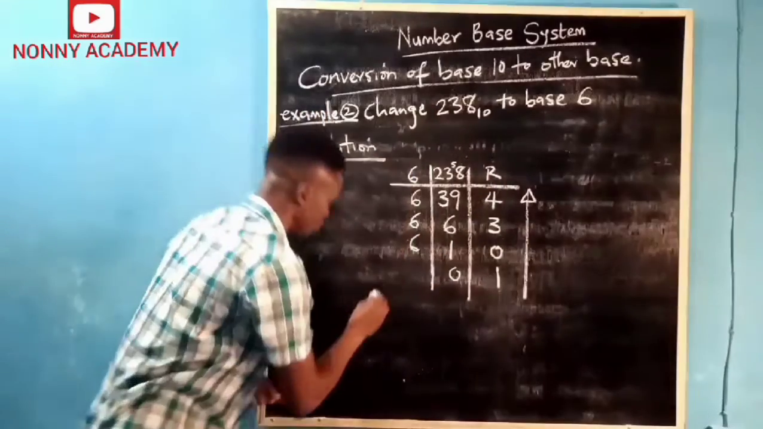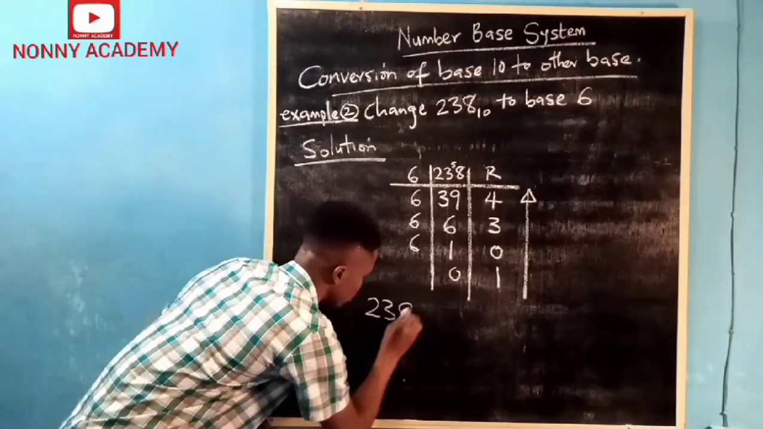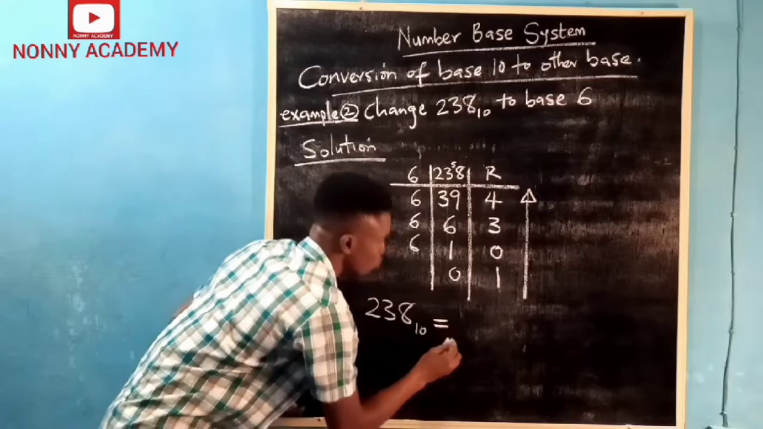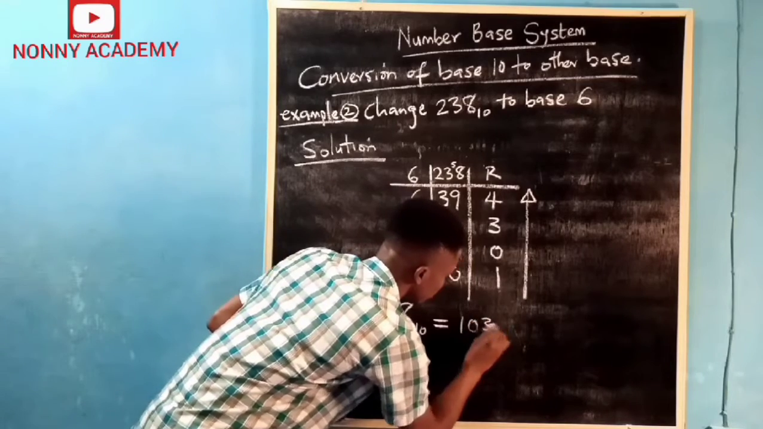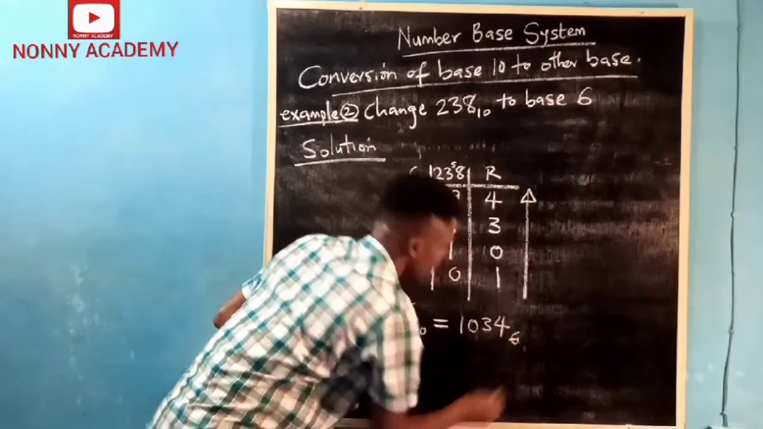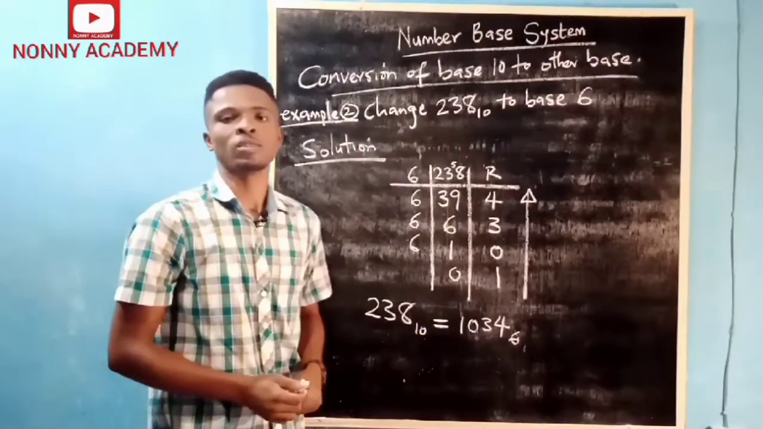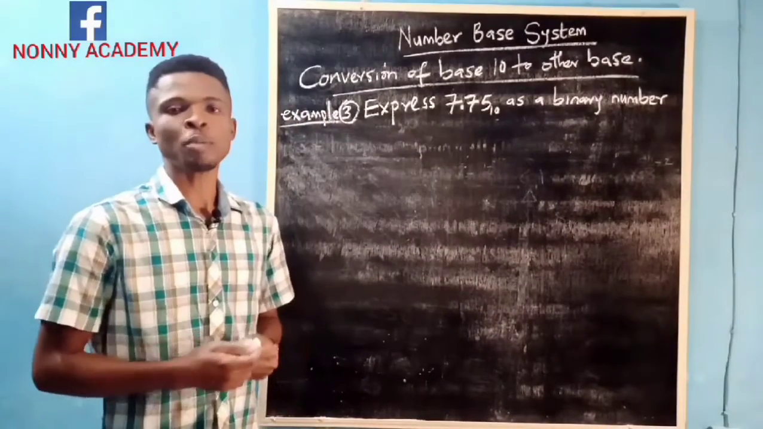Then I have finally 238 base 10 is equal to 1034 base 6. This is the answer. Let's move to the next example.